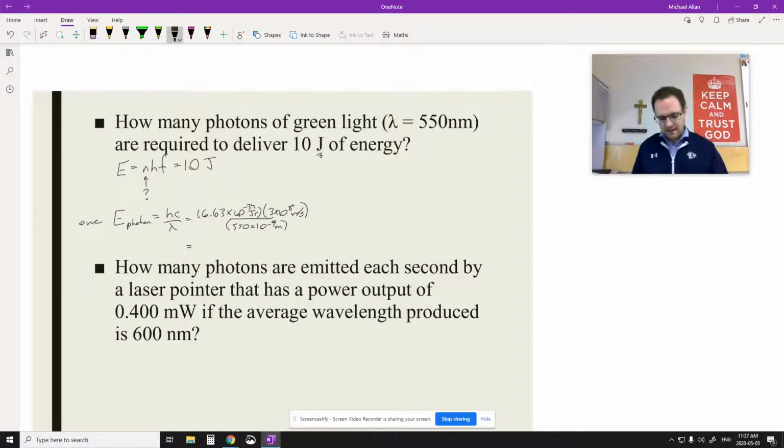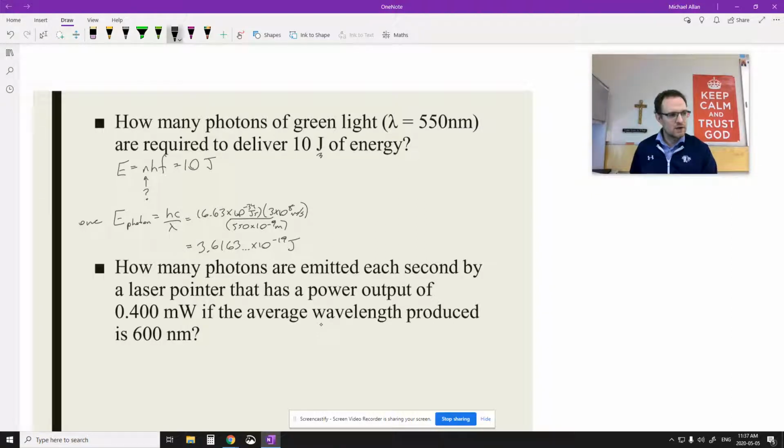Okay, so I get a number that's 3.6163... times 10 to the negative 19 joules. So it's a really small number. That's one photon. 10 joules is gigantic then, right? So I want to know how many of these smaller numbers fit into that big number at the top there.